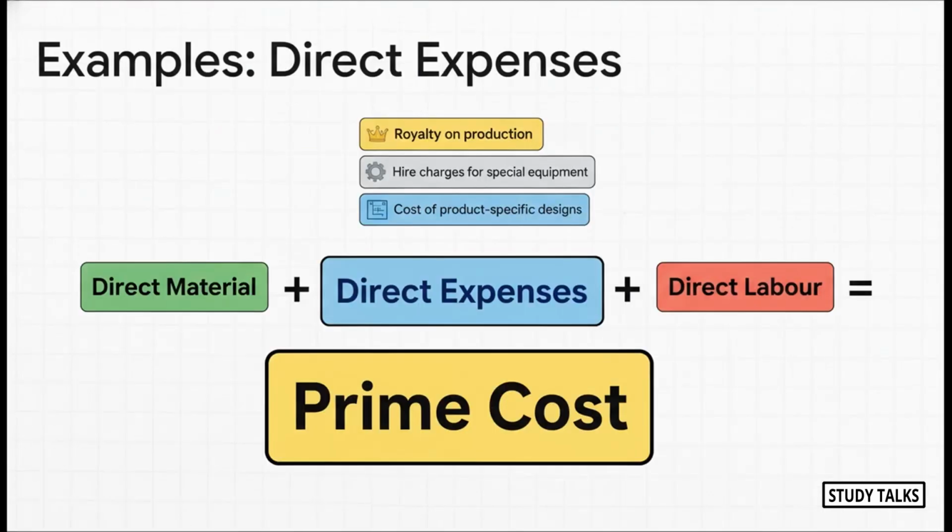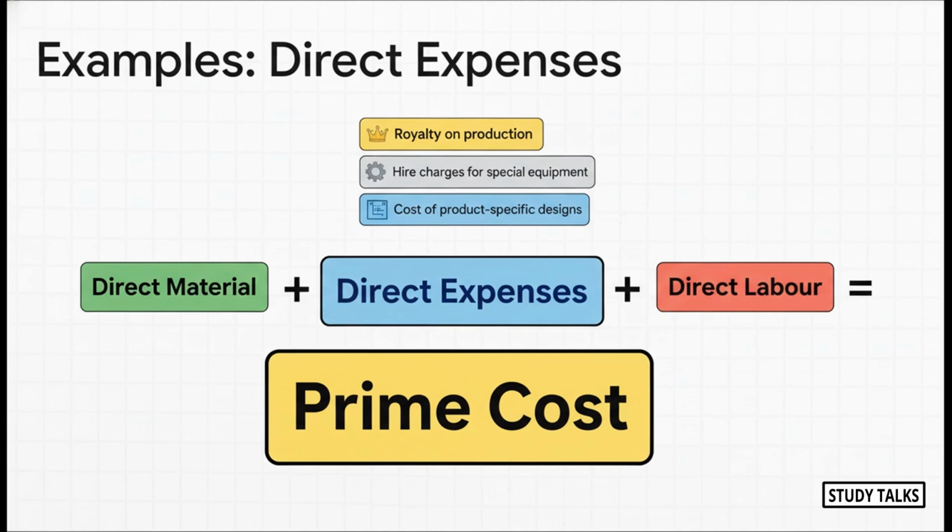So what kind of things are we talking about? Well, imagine you have to pay a royalty for every unit you produce. That's a direct expense. Or maybe you had to hire some special equipment just for this one specific job. That's a direct expense too. The cost of a special design or a mold for a product also fits here. Honestly, these can be a bit tricky to spot in a question, so it's a good idea to keep these examples in your head. So there you have it. Add up your direct material, your direct labor, and your direct expenses, and boom, you've got your prime cost.